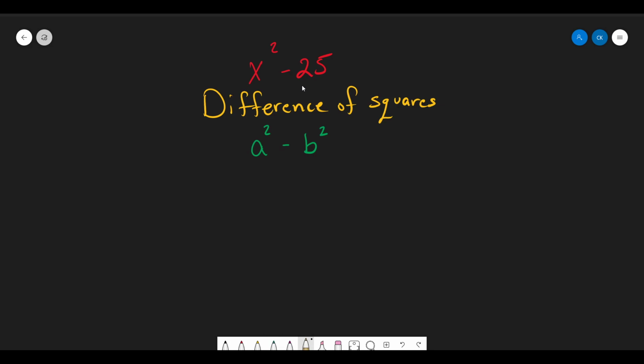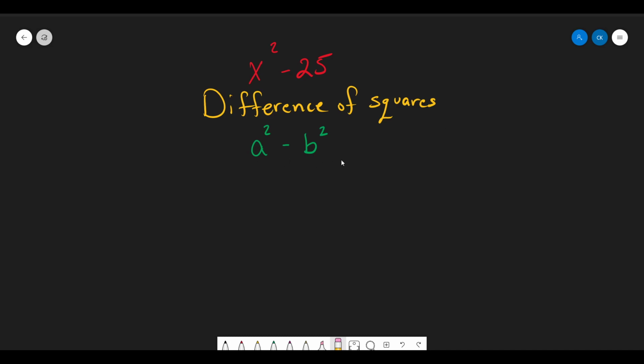An example of one that wouldn't work would be something like x to the third minus 16. 16 is a perfect square, since you can take the square root of 16 and get 4, but x to the third is not a perfect square. We can't take the square root of x to the third and get a perfect whole number. The square root of x to the third would be x square root of x. So this would not work. We can't do difference of squares with this, and we would not be able to factor it using difference of squares. So we're only going to focus on ones like the first example.